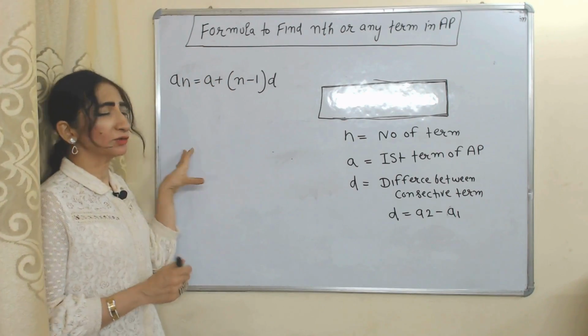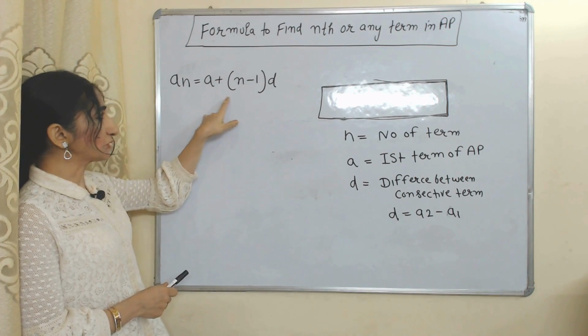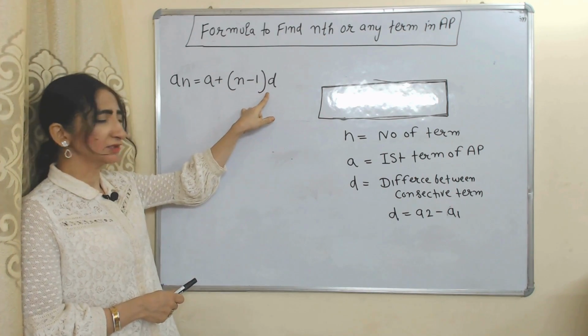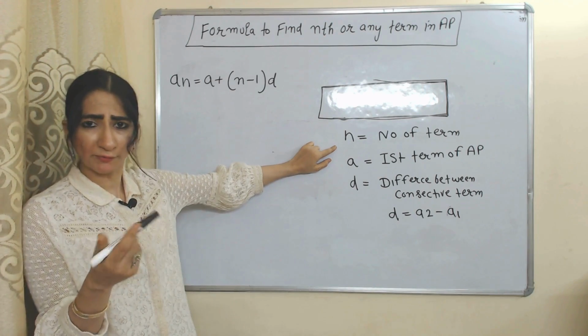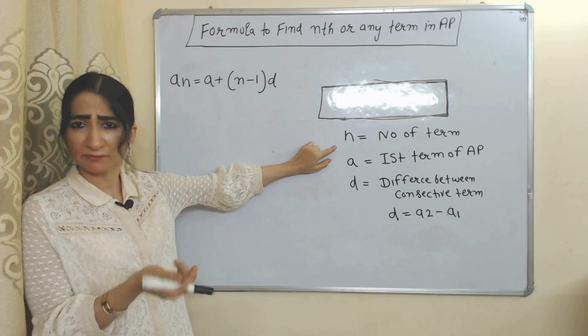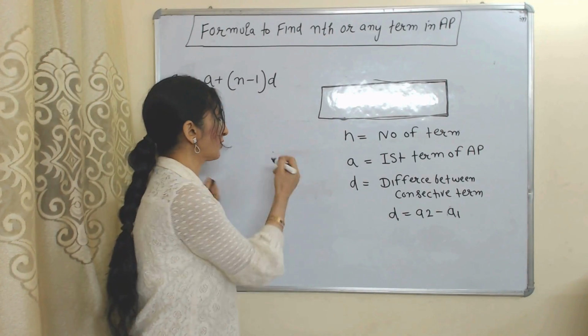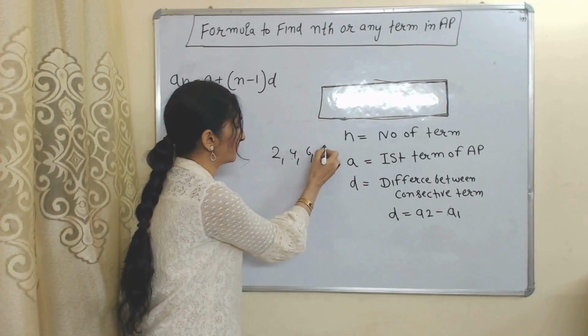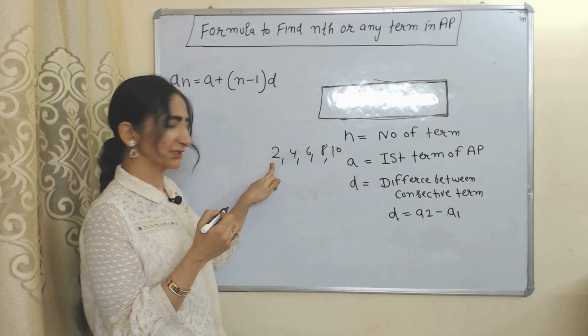Now you see the formula to find the nth or any term in an AP. An equals a plus n minus 1 into d. n represents the number of the term which we want to find. a is the first term of the AP. Suppose this is a sequence of AP and this is the first term. So a is equal to the first term.